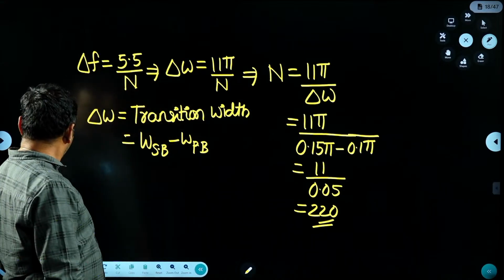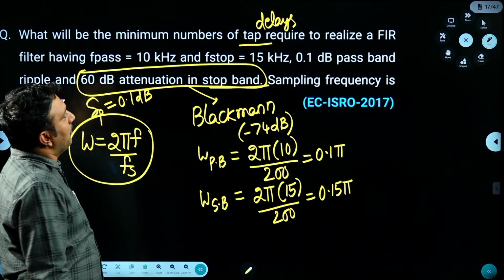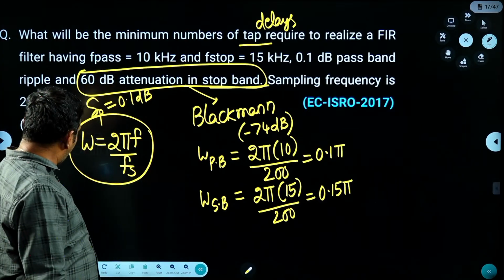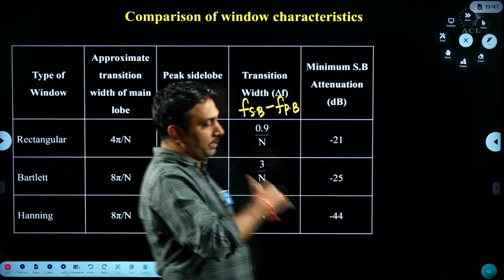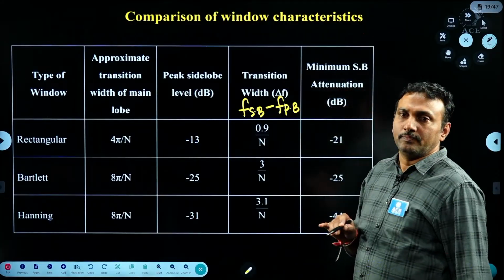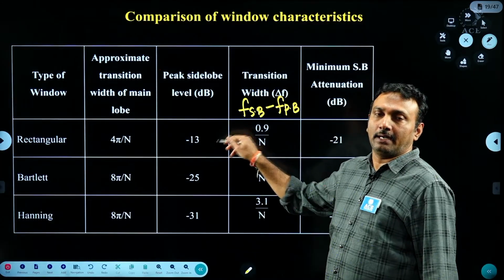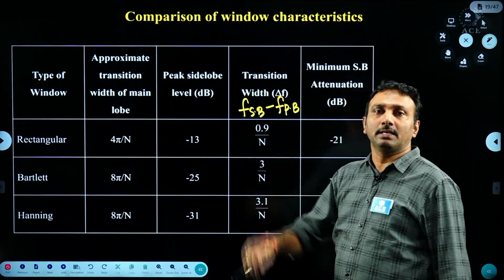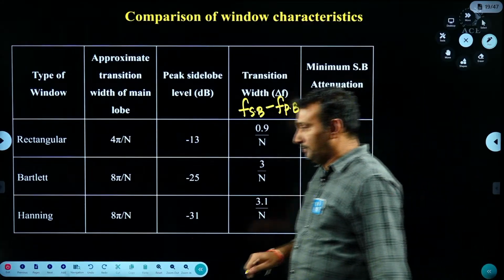So to answer this type of model, you must be thorough with the comparison of window characteristics table. So I have provided the table. This is a favorite model in the ISRO examination. In one of the exams, peak side lobe level was asked for the rectangular window, which is minus 13 decibel. So this is the most important one.